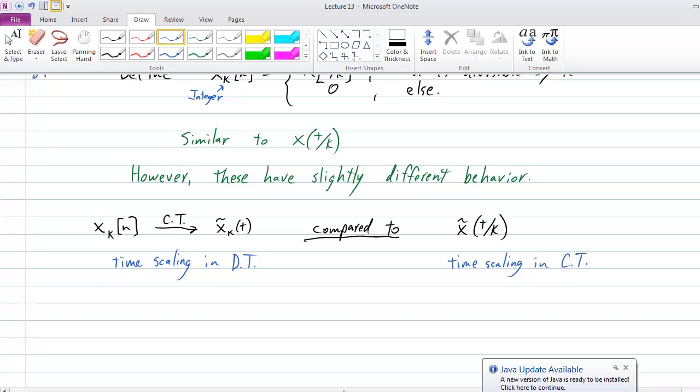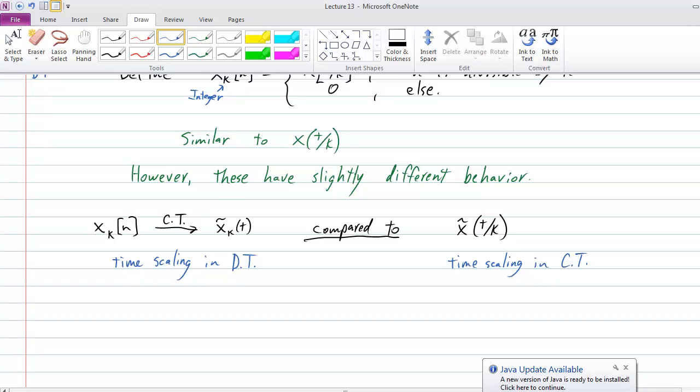So now we know how to represent a discrete time signal in continuous time. The next thing is representing the Fourier series as a Fourier transform. Here's what I mean. Fourier series is designed for periodic signals or finite series signals.